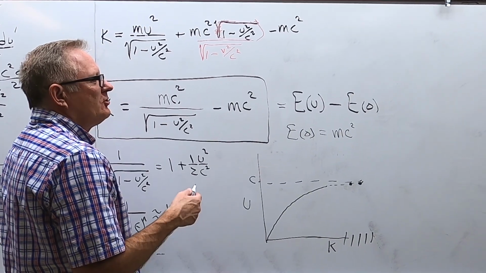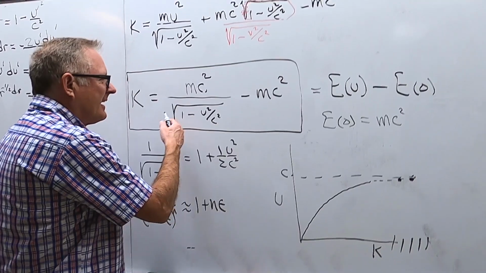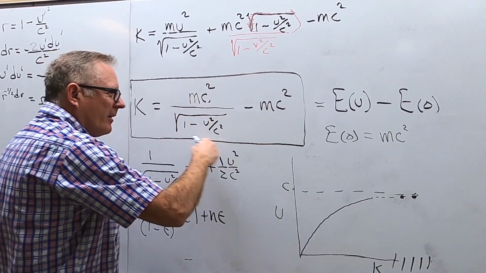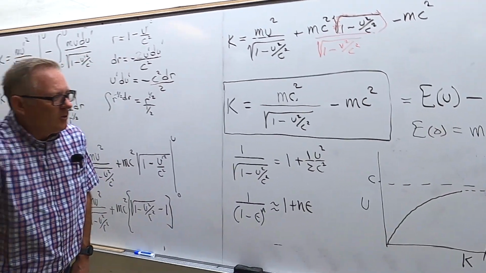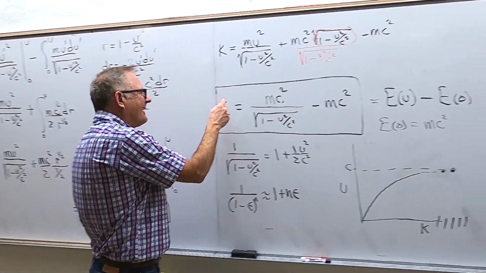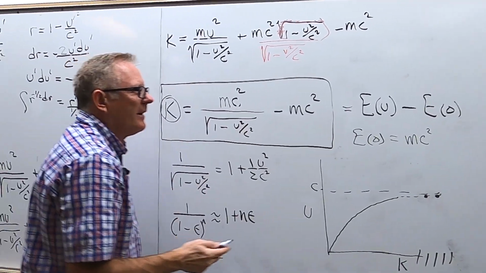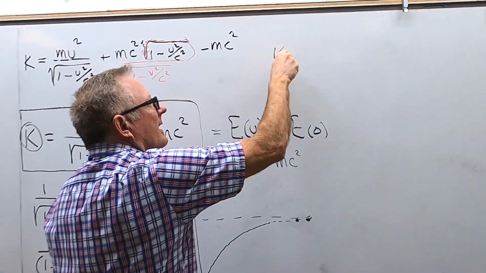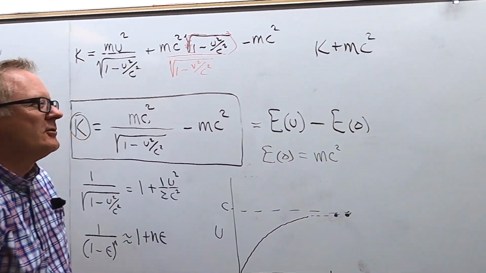But now, once you move, you also pick up kinetic energy, and the kinetic energy is this whole thing right here. So if you wanted to figure out, if you take the kinetic and you add it to your mc squared, kinetic plus mc squared, that must be your total energy.